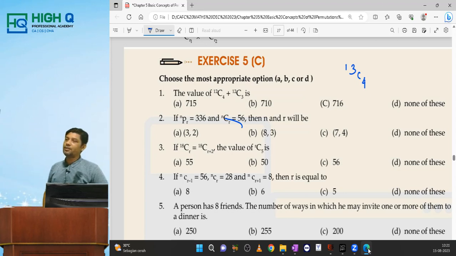What is 8, 3? Sir, 8 and 3. Product of 3 consecutive numbers from 8. What are you getting? 8 into 7 into 6. 8 7s are 56, 56 6s are 336. Sir, satisfied, sir.